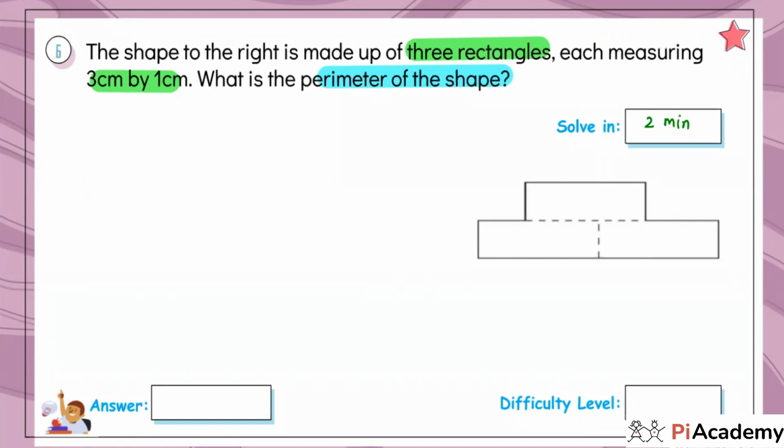Okay, if you got any answer, that is good. If you don't have any answer, then look at how we are solving this one. So the shape to the right is made up of three rectangles. They are telling you that these three are rectangles 1, 2, and 3. They each have the same measurements, right? So 3 centimeter by 1 centimeter. It's very clear, this dimension should be 3 because this is the longer side, and this should be 1 centimeter.